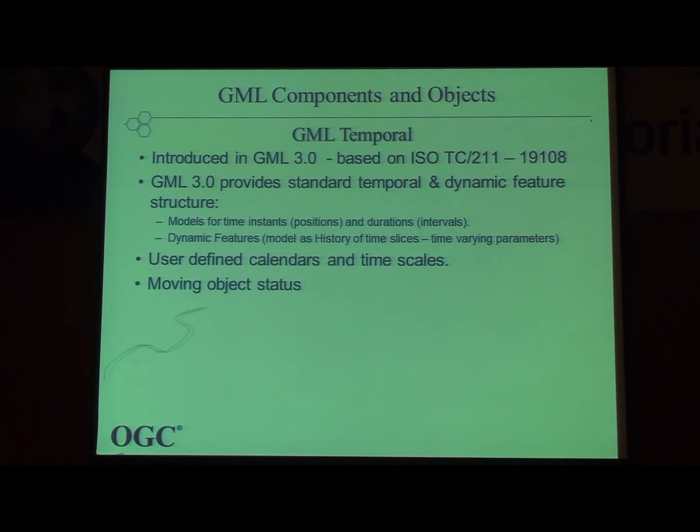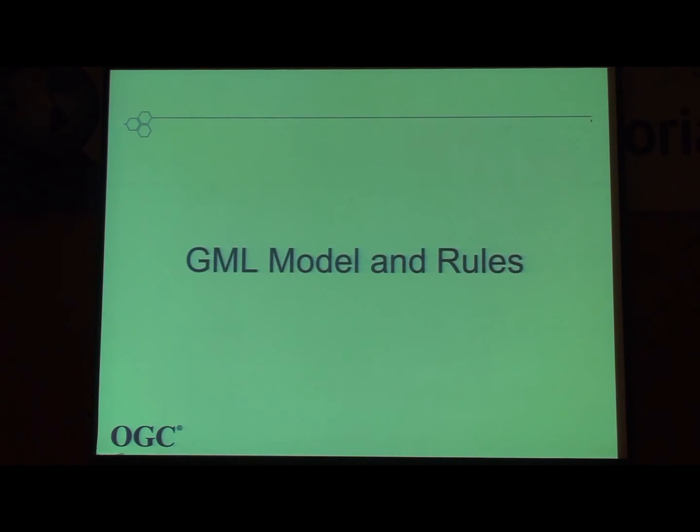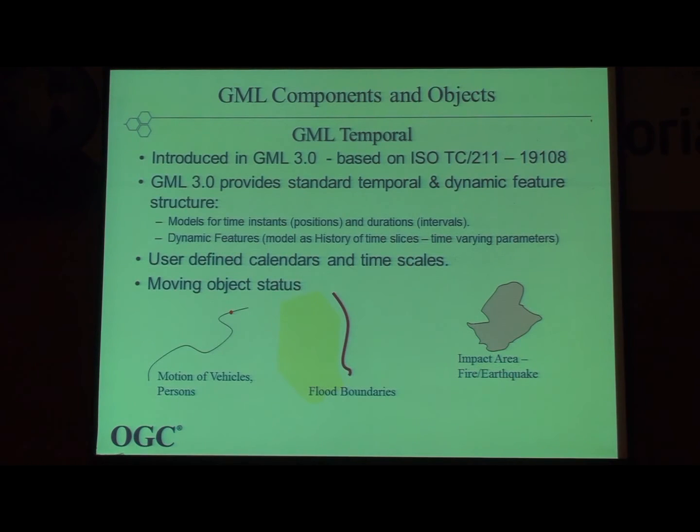Moving object status was an example of a concrete dynamic feature that had its own properties that can describe a generic object. So things like motion of vehicles, flood boundaries, or the changing size and shape of fire or earthquake impact areas.